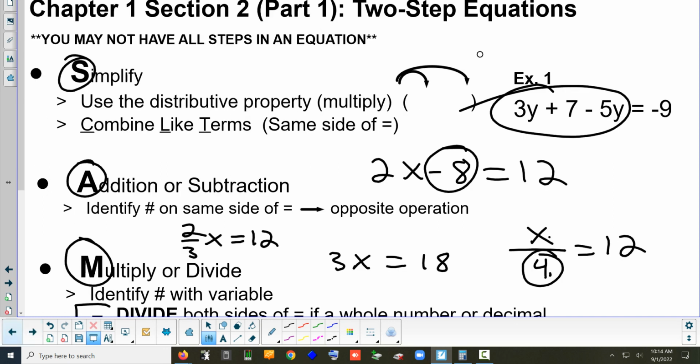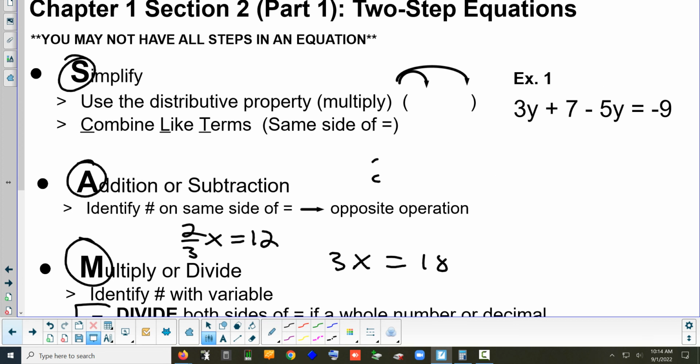All right, so let's do this one, which I missed. Example 1. 3y plus 7 minus 5y equals negative 9. Natalie, what's the first thing I always check for when I'm solving an equation? What's my first step? Check what?